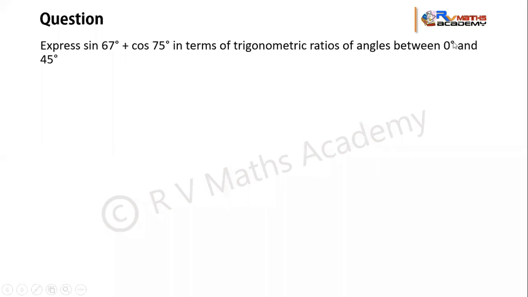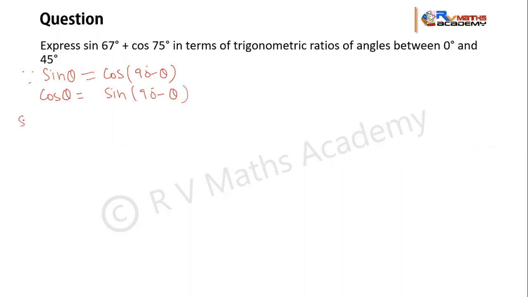Now in this question we have to express sine 67 degree plus cos 75 degree in terms of trigonometric ratios of angles between 0 degree and 45 degree. So we know these relations. Sine theta is equal to cos (90 degree minus theta), and cos theta is equal to sine (90 degree minus theta). We know these two relations.